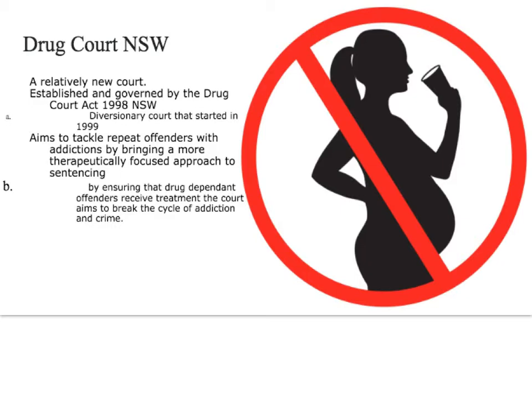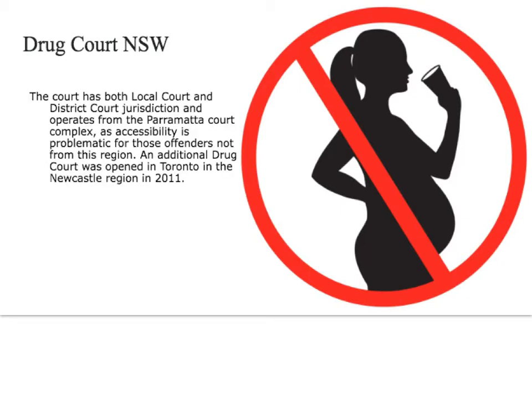In March 2000, the first offenders tried under this jurisdiction finished the 12-month program, and in the first year of the court, 261 offenders began the program and 168 remained on the program. So they're very good stats. Now, this was such an important court that a second one was set up in the Toronto area of West Newcastle.